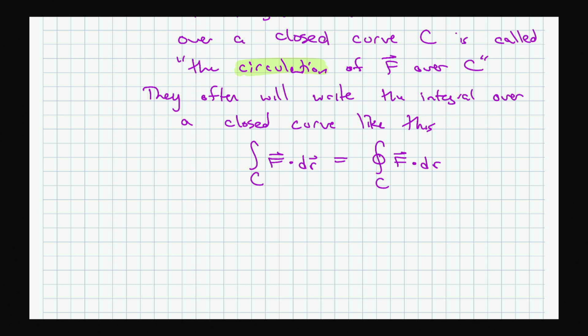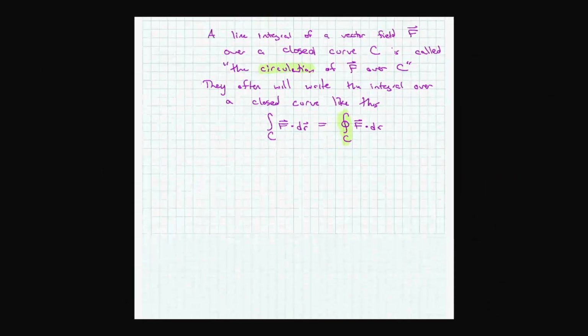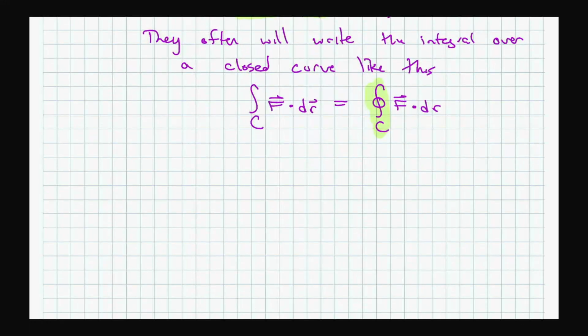So you'll see this in other textbooks and things. You don't really have to pay any attention to that, right? They're just telling you that the curve is closed, which maybe you care about and maybe you don't. But there you go. The circle indicates it's closed. It doesn't matter if you use it or if you don't.